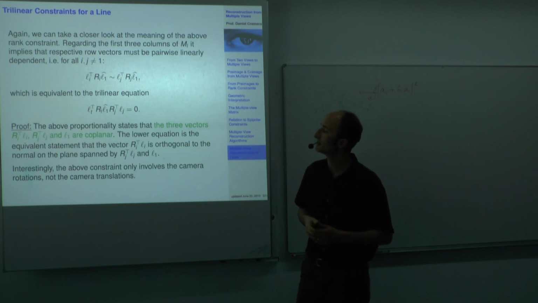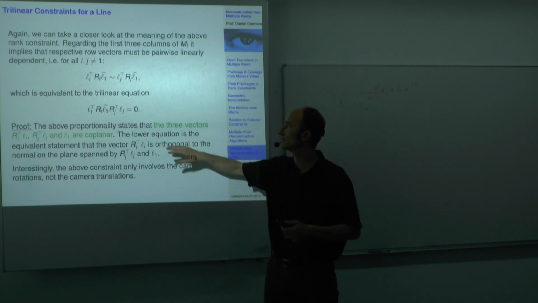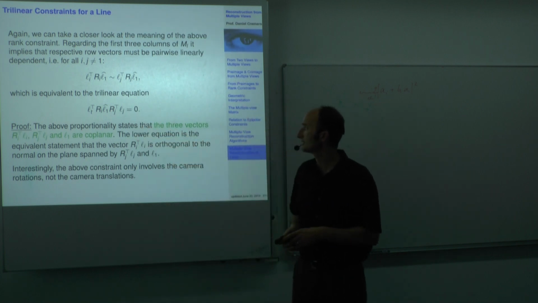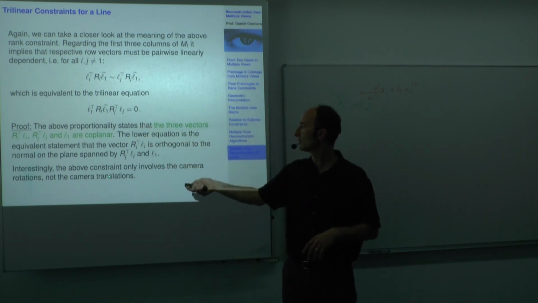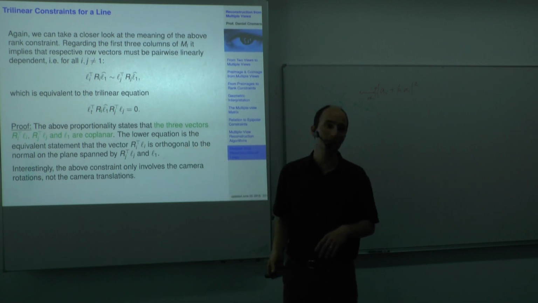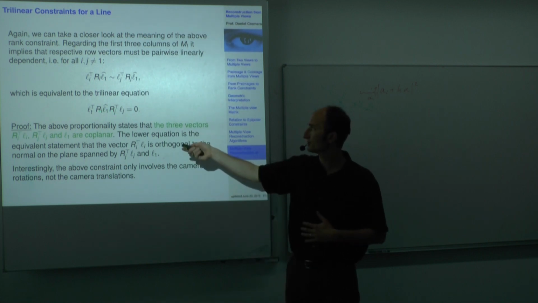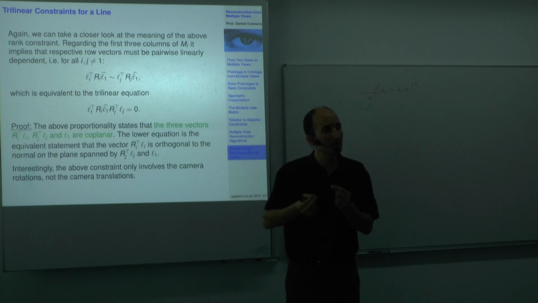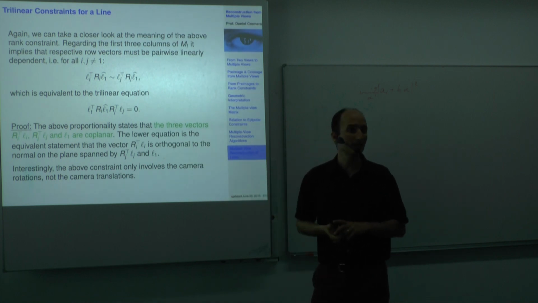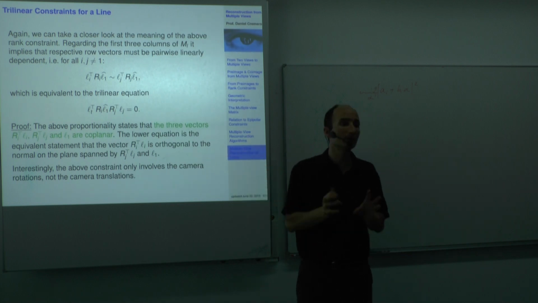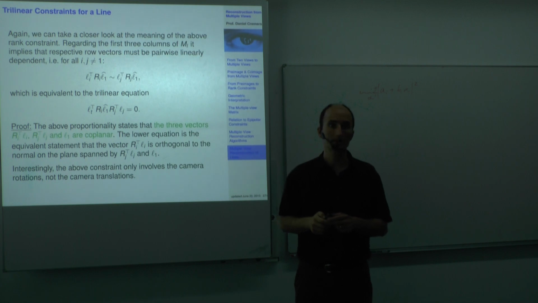What's interesting about this constraint that we get from the multiview matrix of lines is, in fact, that it only involves the rotations of the cameras. Ri is the rotation of the i-th camera, Rj is the rotation of the j-th camera. There's no translation in there. So we actually have constraints on the rotation matrices directly once we observe lines.